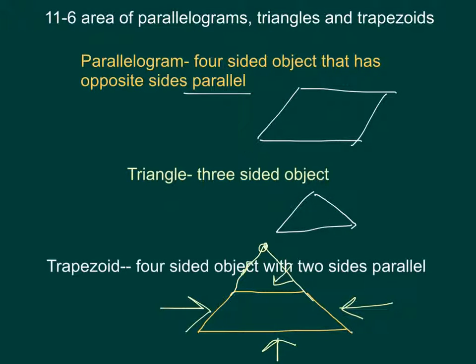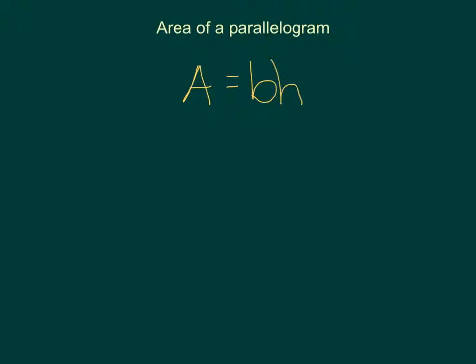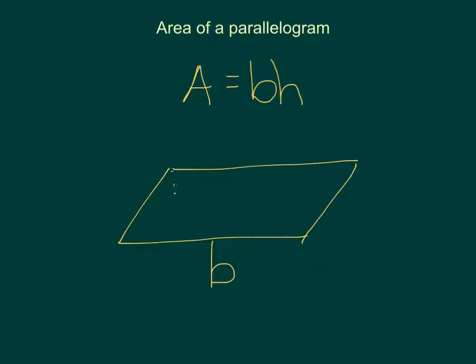Also remember that when an equation or word problem is asking for area, they're talking about the space on the inside of the object. Perimeter is the distance around the outside. Area is the space on the inside. So the formula for area of a parallelogram is area equals base times height. So if you have your parallelogram, they will tend to give you the base, which is the bottom, and the height is how high the object is.